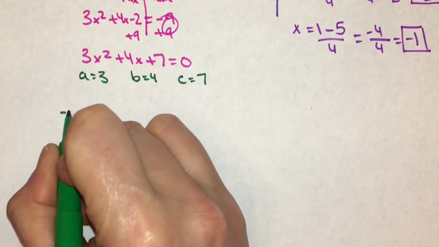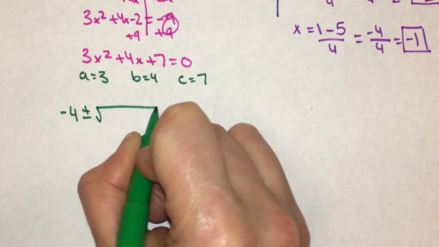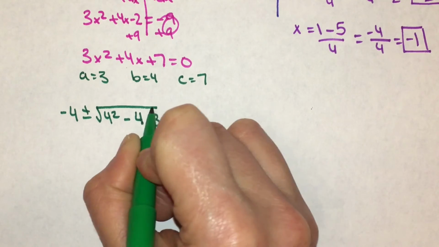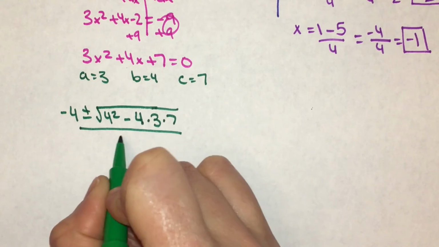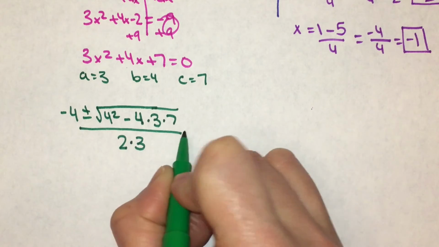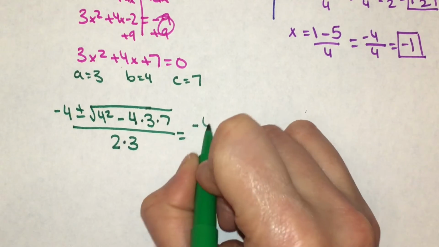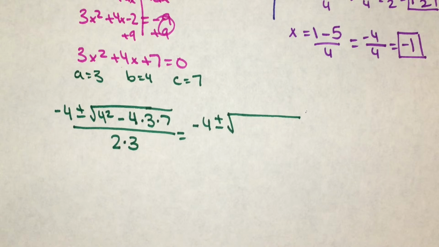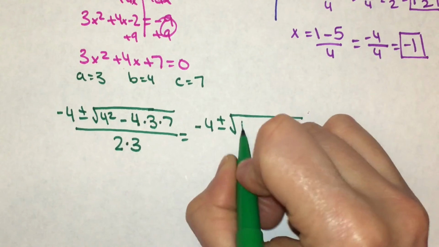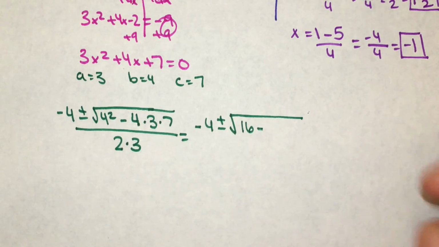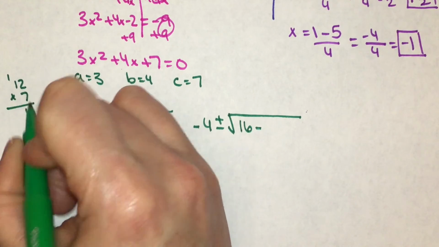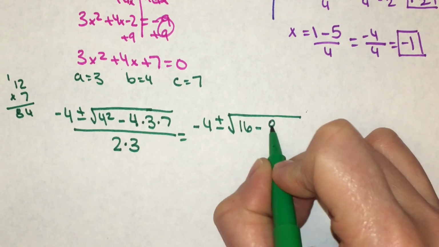So we have negative 4 plus and minus the square root of 4 squared minus 4 times 3 times 7. All of this over 2 times 3. All right, negative 4 plus and minus the square root. I'm simplifying it by writing across instead of keep writing x equals, which you technically should. All right, 4 squared, 16, minus 4 times 3 is 12, and 12 times 7, we get 84.